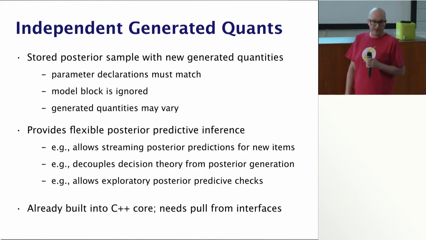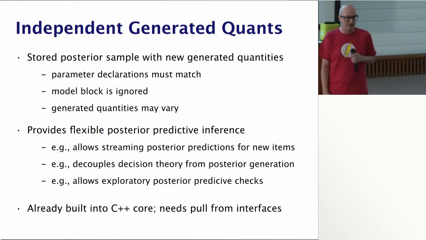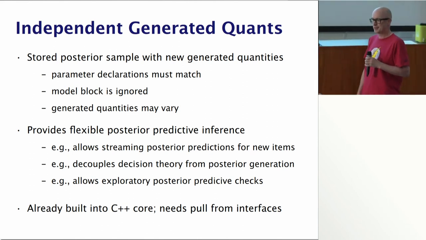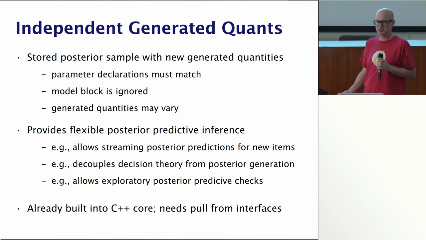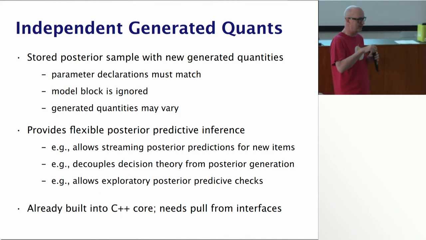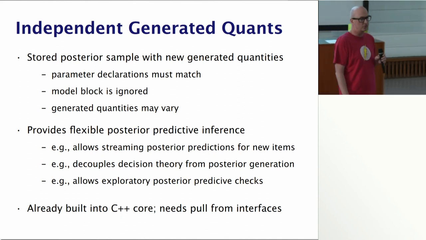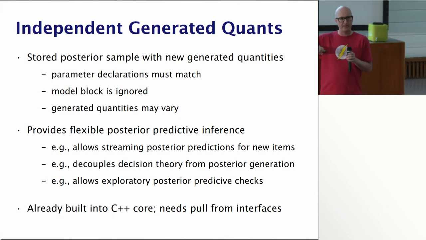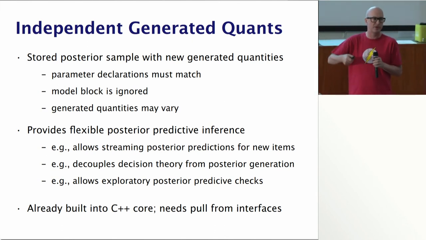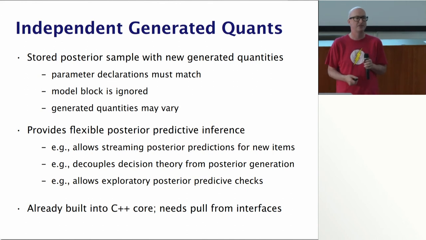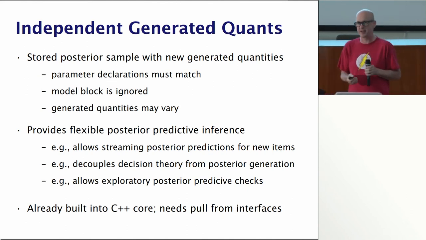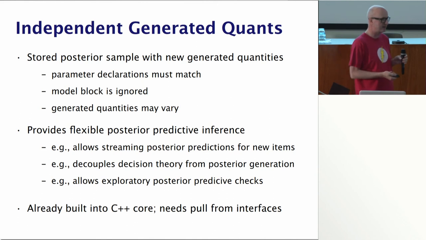We have independent generated quantities written. It just needs to get pushed through the interfaces. I think the last talk was talking about how much easier it was to do all the inference post-processing. What we're going to roll out is an ability to take an already fit set of draws and write a new generated quantities block and apply that, because you don't always know ahead of time what inferences you want to make. But it's nice to be able to write it in the Stan language.